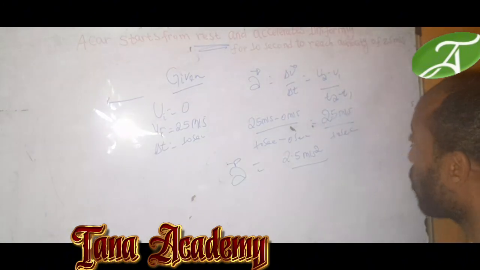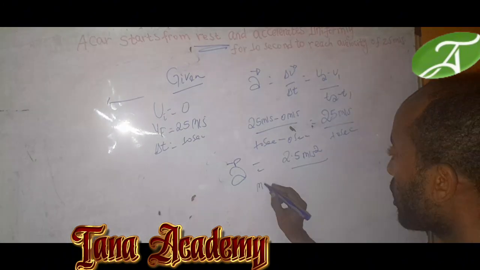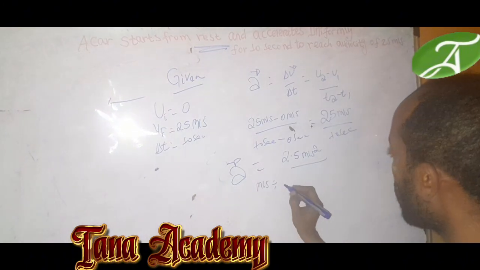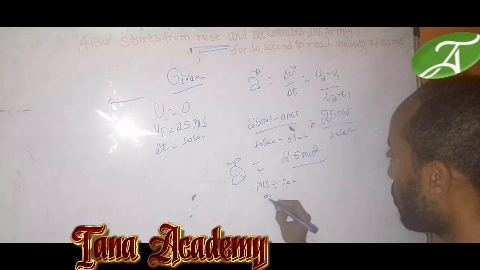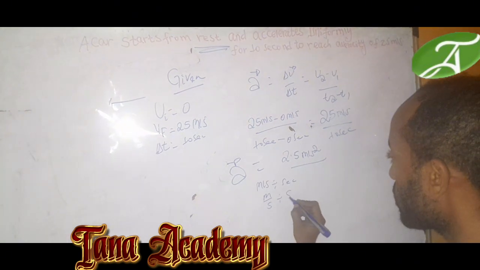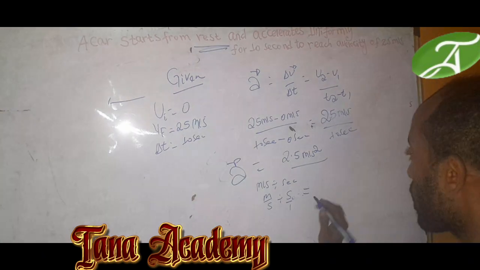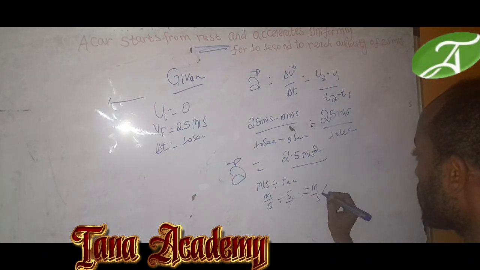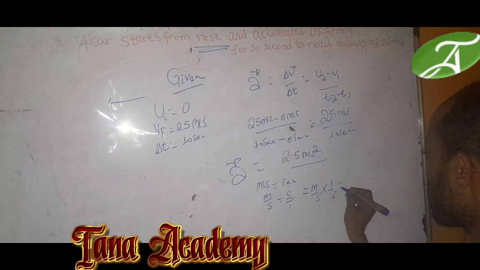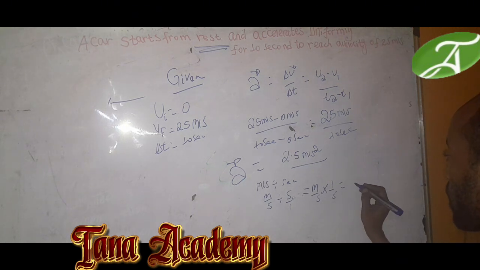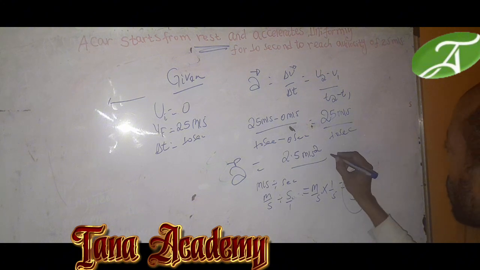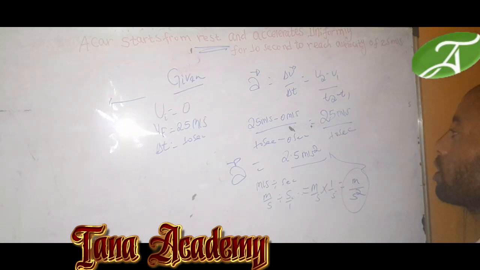Why meters per second squared? Because meters per second divided by second means meter over second divided by second over 1, and it means again meter over second times 1 over second. It means meter times 1, meter, over second times second, second squared. That is why we got 2.5 meters per second squared.